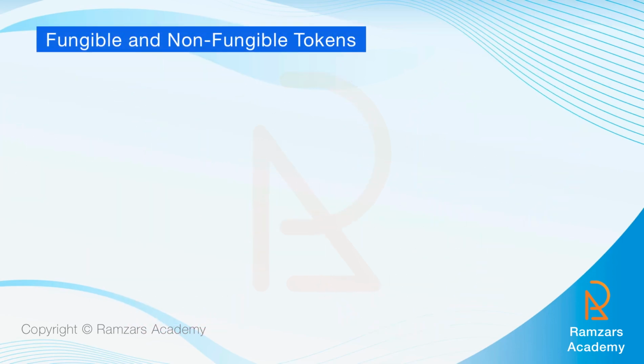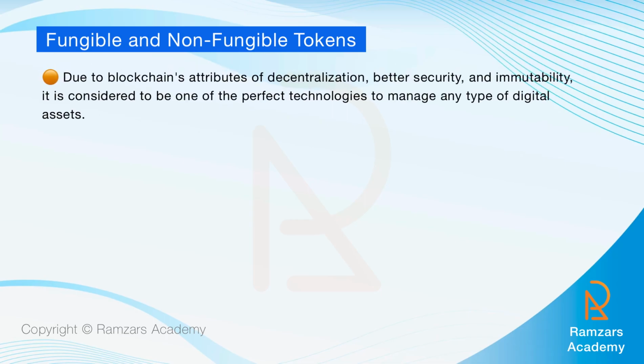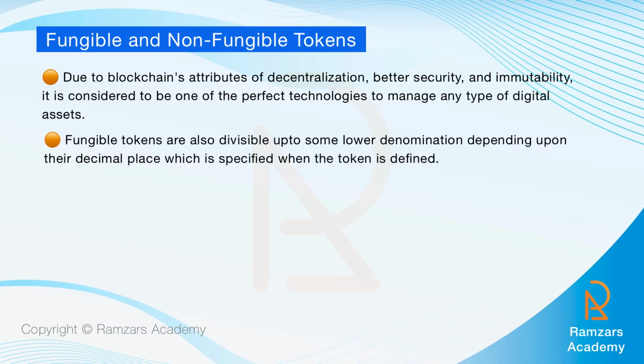Now let's better understand fungible and non-fungible tokens. First, let's talk about fungible tokens. Due to blockchain's attributes of decentralization, better security, and immutability, it is considered to be one of the perfect technologies to manage any type of digital assets. Fungible tokens are interchangeable. Such tokens work well as cryptocurrencies, as fungibility is the prime requirement for any currency. Fungible tokens are also divisible up to some lower denomination depending upon their decimal place, which is specified when the token is defined. Each fraction of the token is the same as the next.